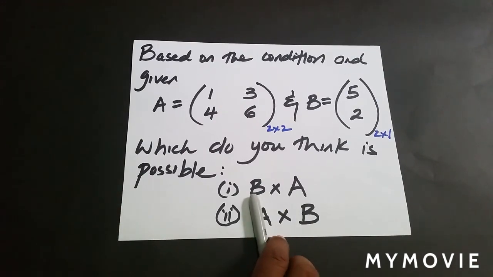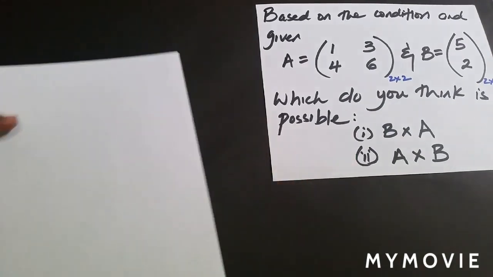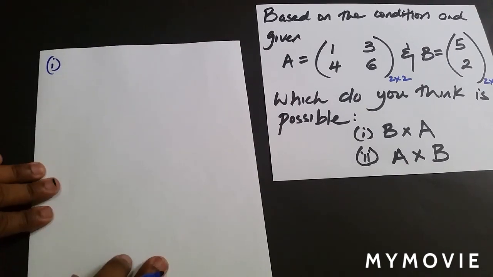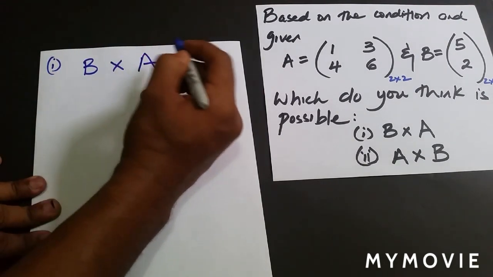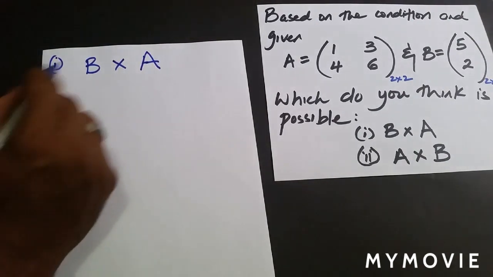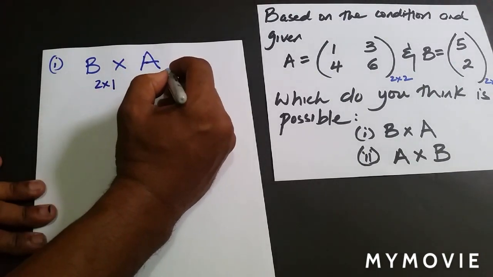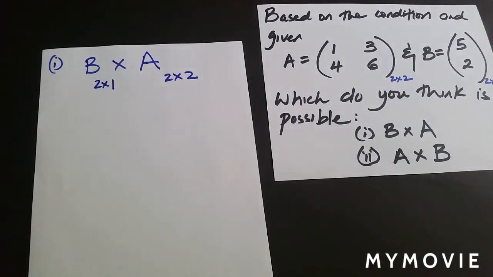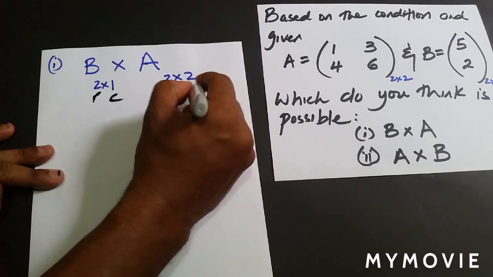So let's look at the first part. We're just going to look at it as is. For part 1, they're asking us to determine B times A. Now, the order of matrix B is 2 by 1, and the order of matrix A is 2 by 2. We know that when we're talking about the order of a matrix, the first number is dealing with row and the second is dealing with column. Same thing here, row and column.